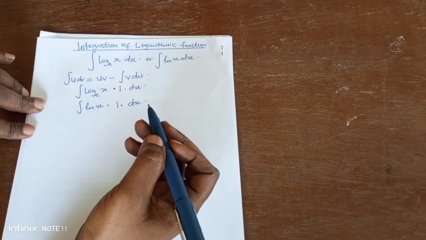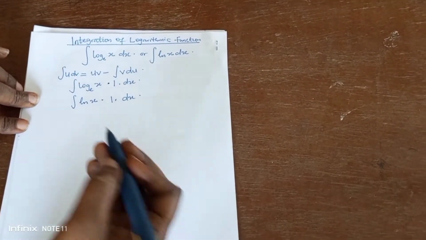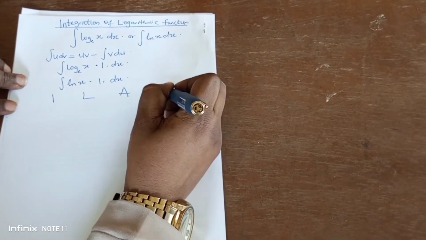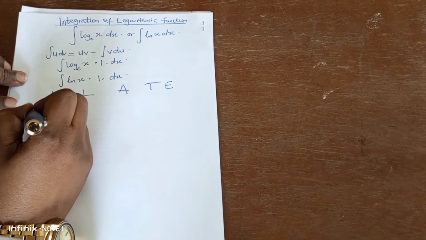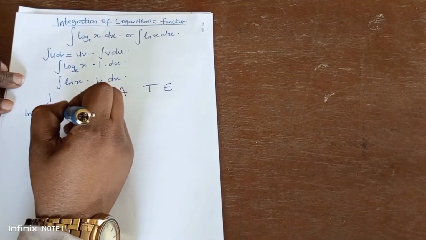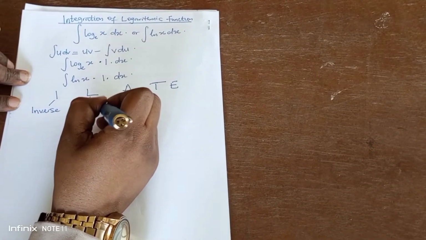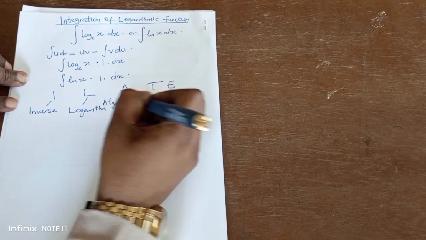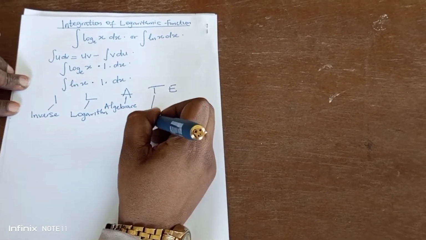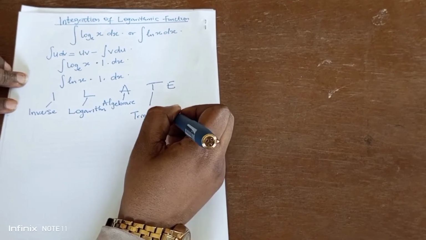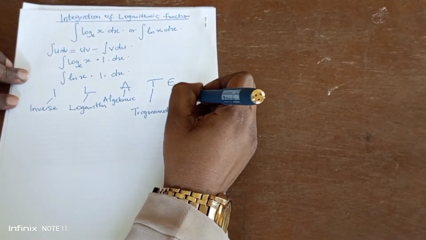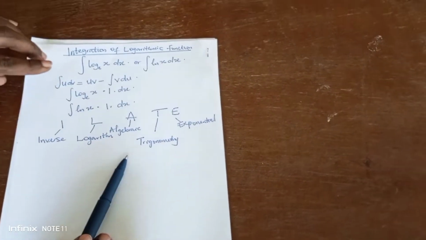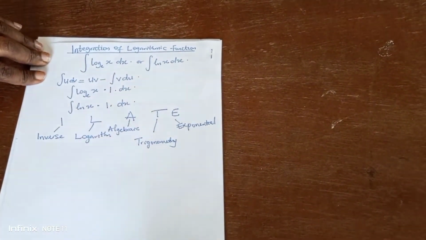There's no need for you to disturb your brain too much. Just go with this acronym. Use ILATE, where I stands for inverse, L stands for logarithm, A stands for algebraic, T for trigonometry, and E for exponential. So it is this acronym that will help you to determine which one you are going to use as your u and which one you are going to use as your dv.